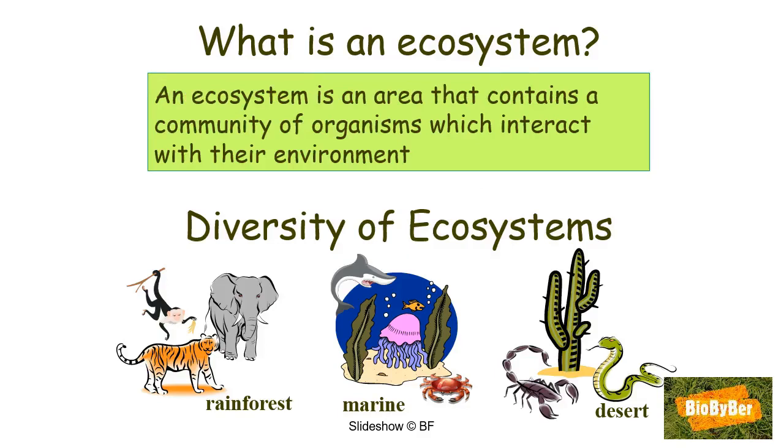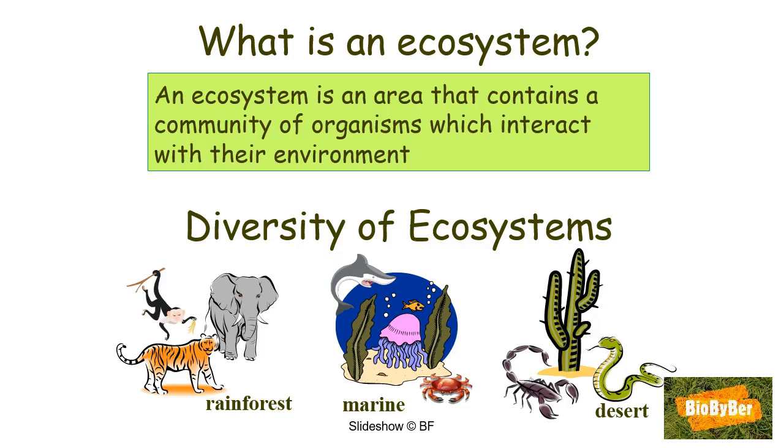What is an ecosystem? An ecosystem contains a community of organisms which interact with their environment. So basically, when you speak about an ecosystem, you're speaking about a group of animals in a particular place. Ecosystems can be of different sizes. You can have a group of organisms under a stone. That's a very small ecosystem. Usually though, we use the word ecosystem to refer to large areas.